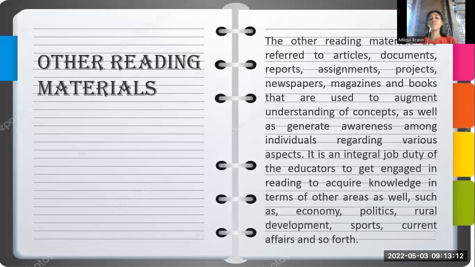And other reading materials. The other reading materials refer to the articles, documents, reports, assignments, projects, newspapers, magazines, and books that are used to augment understanding of concepts, as well as generate an awareness among individuals regarding various aspects. It is an integral job duty of educators to get engaged in reading to acquire knowledge in other areas such as economy, politics, role of development, sports, and current affairs.